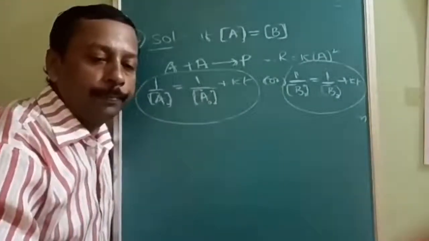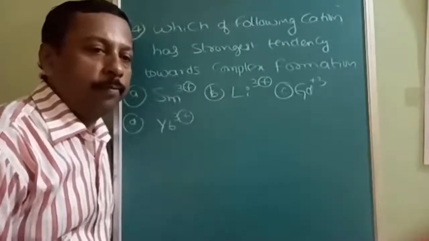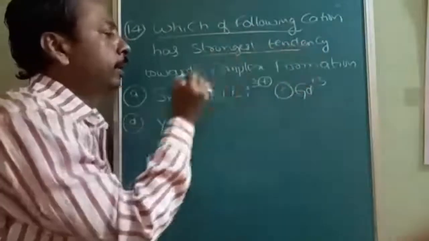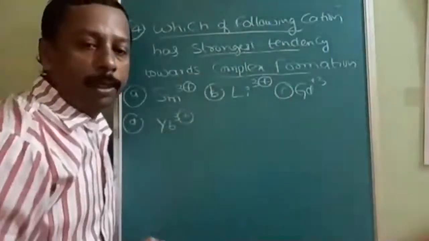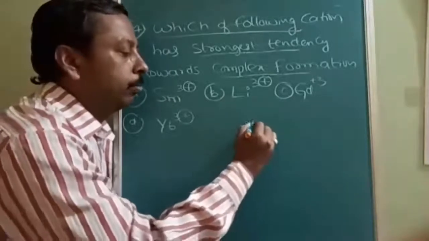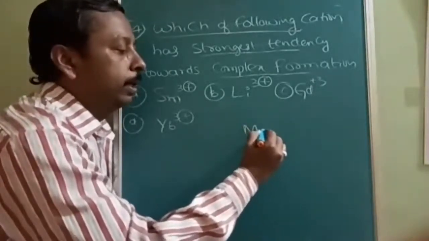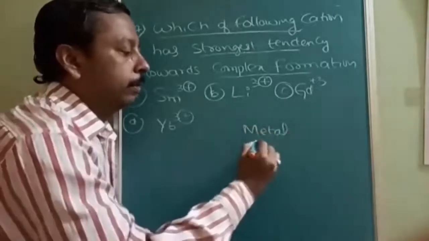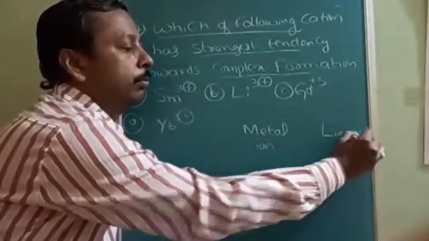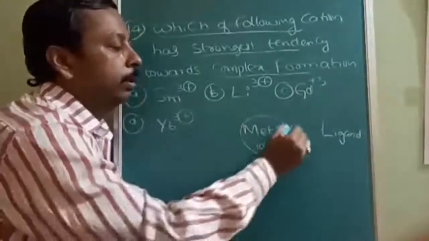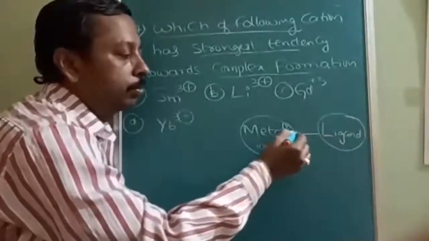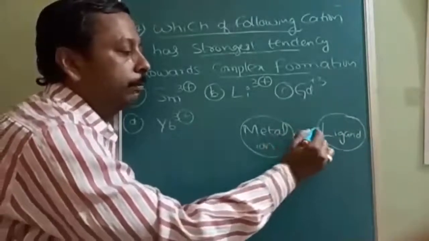Okay, next question is from the F block element. Which of the following cation has the strongest tendency towards complex formation? In complex formation, there will be two parts. One will be the metal ion, and the second will be the ligand. Now the question is about the metal ion. What is the role of the metal ion in the complex? It has to accept a lone pair of electrons from the ligand.